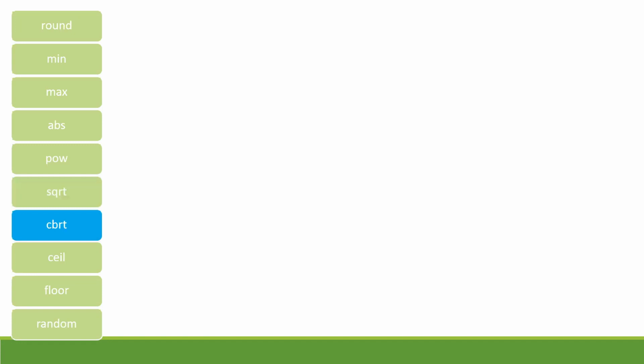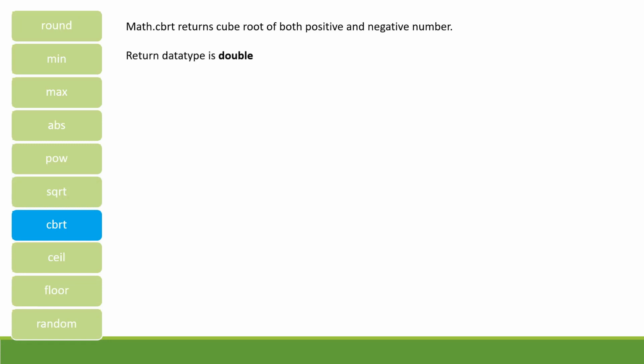Let's move on now to the next method, which is cube root, and the method name is cbrt. Math.cbrt returns the cube root of both positive and negative numbers. The return data type is always double, and the syntax is math.cbrt with one parameter in brackets. It will take only one parameter as an input.